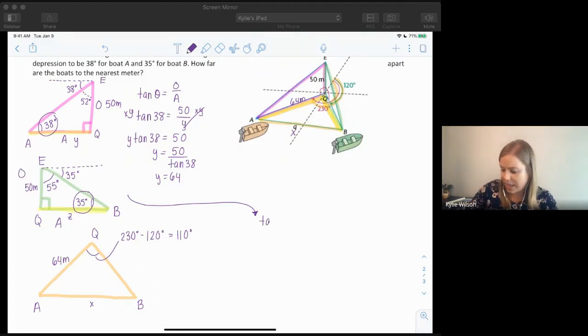So we'll have that tan 35 equals my opposite, which is 50 over Z. And now I'm trying to isolate Z. It's really hard to isolate a variable when it's on the denominator. So let's multiply both sides by Z.